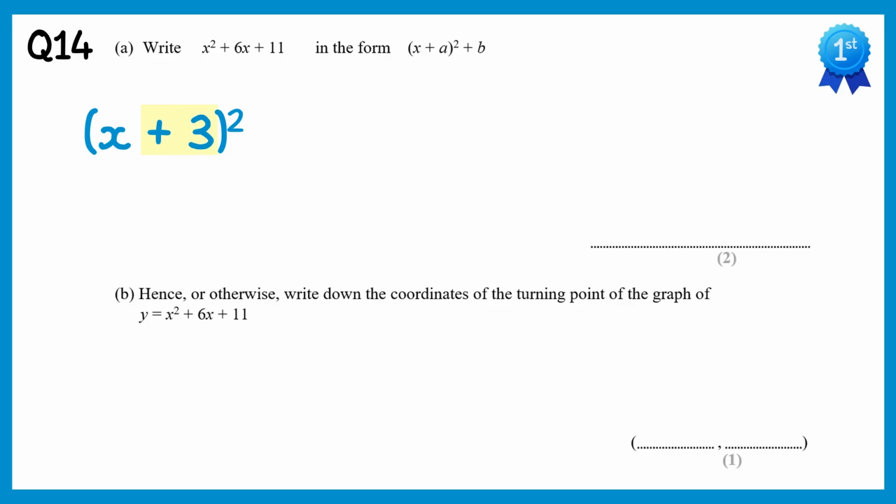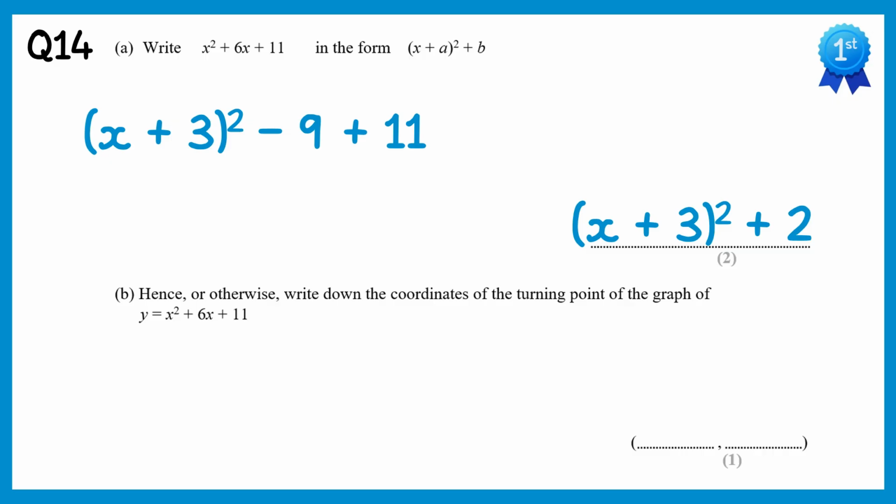Then we look at this a term here, which is plus 3, square it and subtract it. So if you square 3, you get 9, so we subtract 9. What this means is this expression that we've written here will be exactly equal to x squared plus 6x, since the 9 that we would have got from expanding the bracket will be cancelled. But we don't want x squared plus 6x, we want x squared plus 6x plus 11, so we also need to add 11. All that's left to do now is simplify these two terms here. Negative 9 plus 11 is 2, so we end up with x plus 3 all squared plus 2.